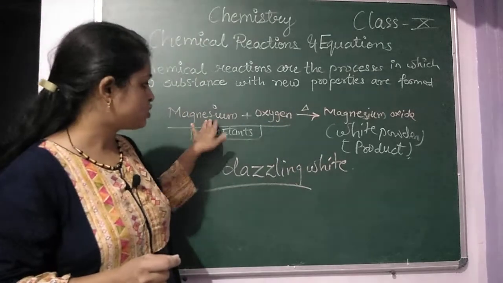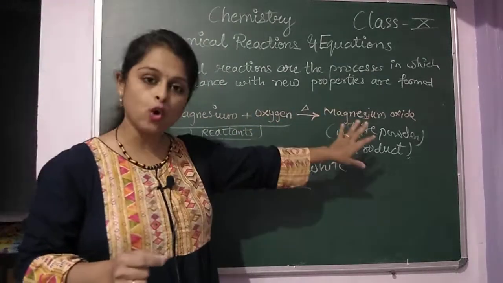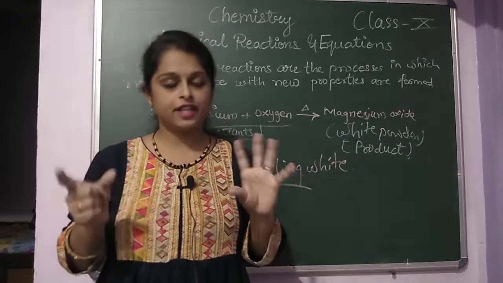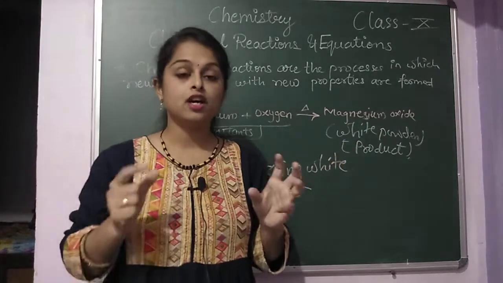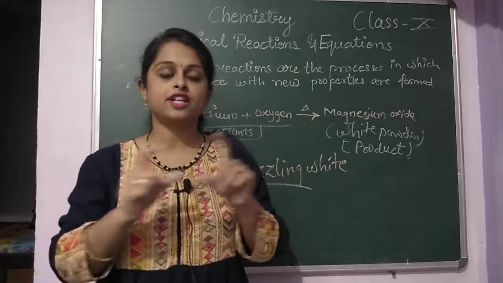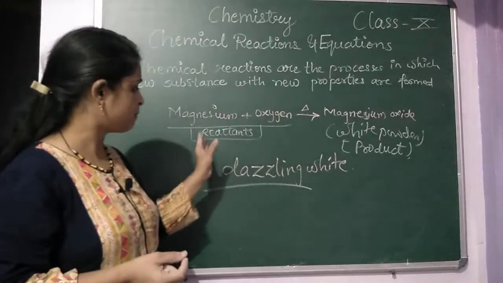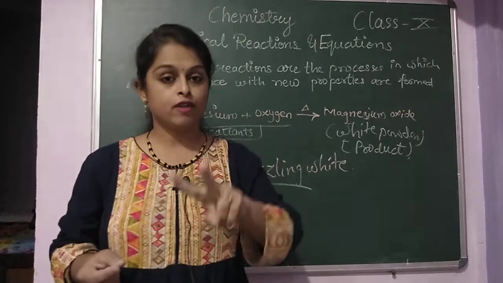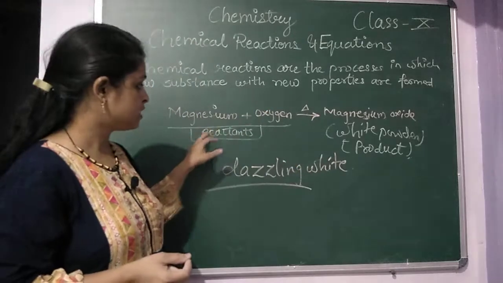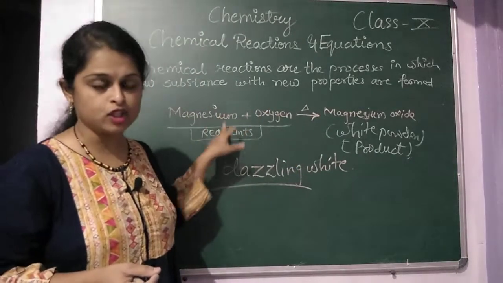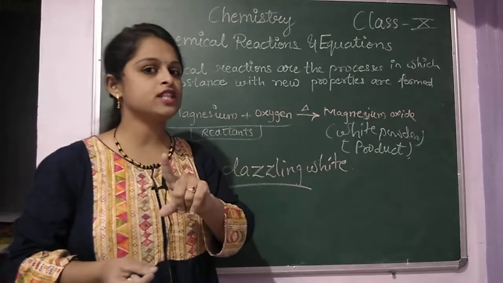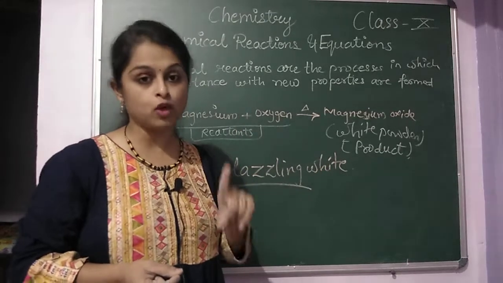Like magnesium and oxygen, only MgO will be formed; there will be no change in their arrangement. Okay, only the arrangement of them is changing. जैसे कि ये यहाँ पे बैठा है, दोनों को मिला के यहाँ पे किया. One more thing: you see that two reactants are there, both are participating in the reaction, but only one product is formed.